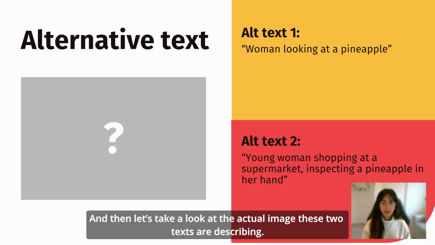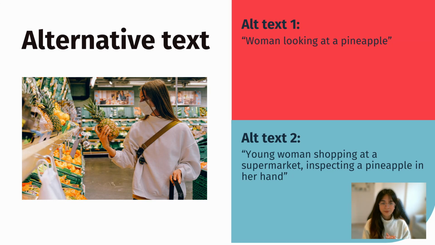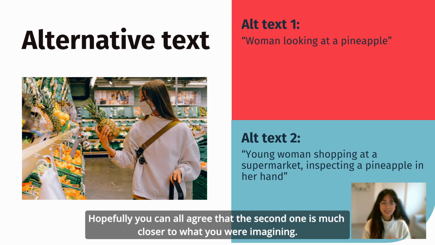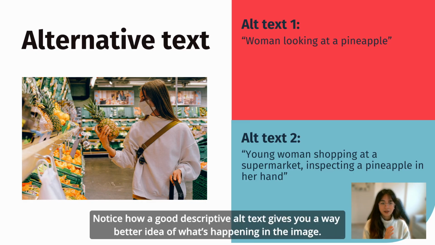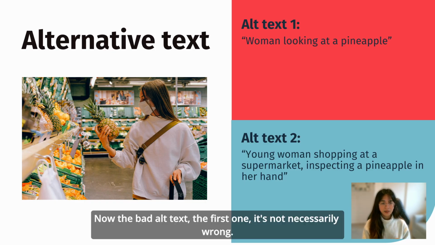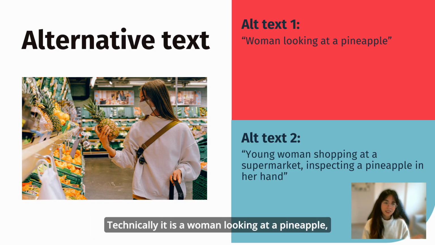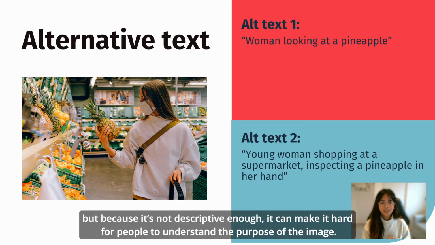And then let's take a look at the actual image these two texts are describing. Hopefully you can all agree that the second one is much closer to what you were imagining. And notice how a good descriptive alt text gives you a way better idea of what's happening in the image. Now the bad alt text, the first one, is not necessarily wrong. I mean, technically it is a woman looking at a pineapple, but because it's not descriptive enough, it can make it hard for people to understand the purpose of the image.